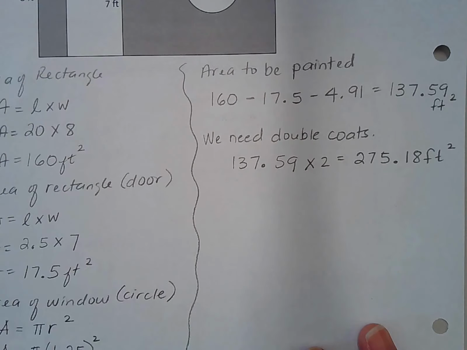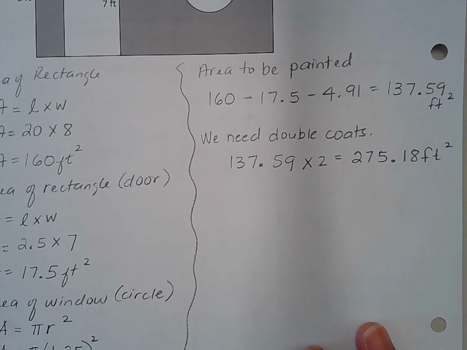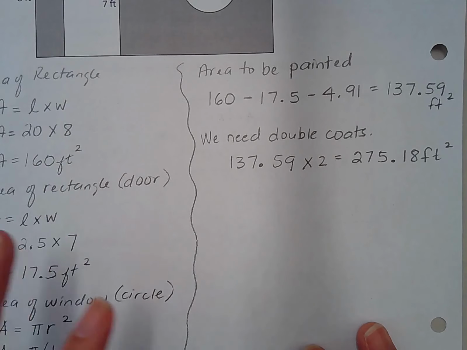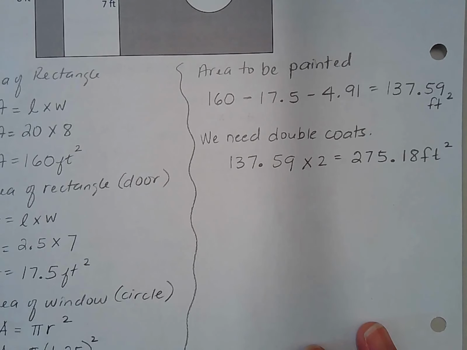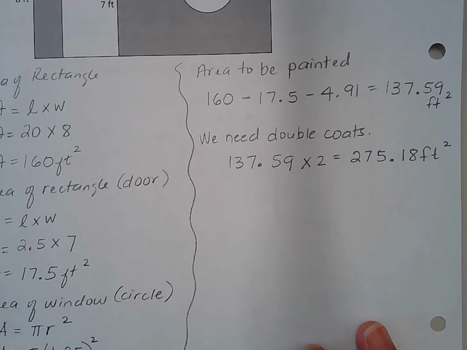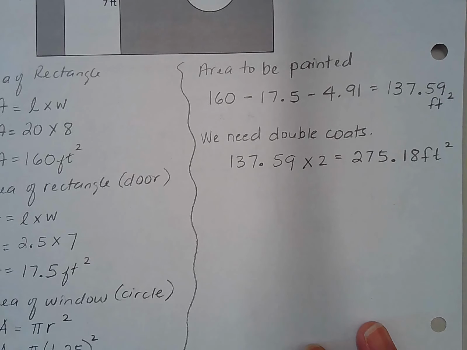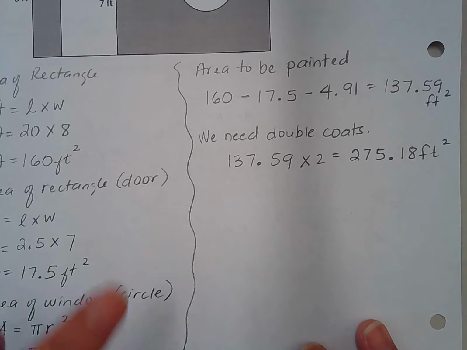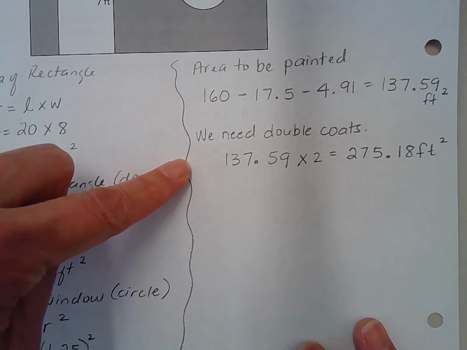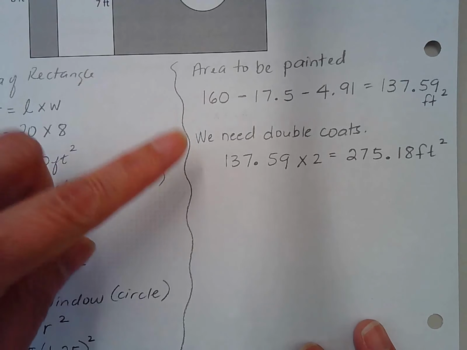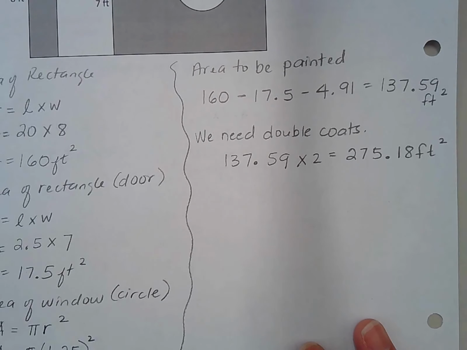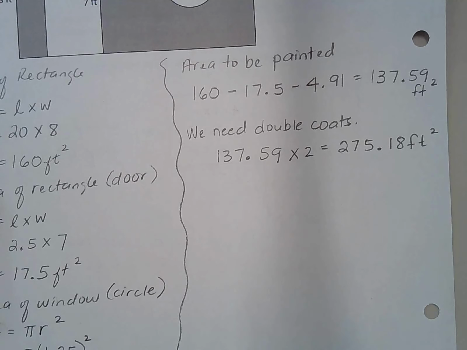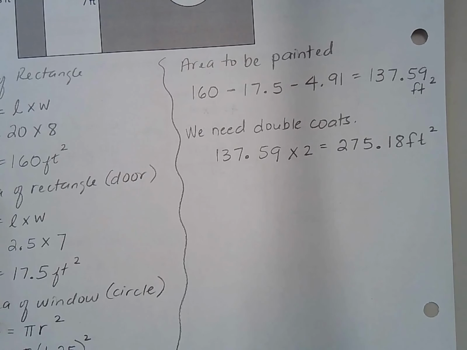Okay, I'm going to stop right here and do a check. Is everything that we've done here making sense to you? Yeah? Okay, so we figured out the area of the whole thing, and then we had to take away the door and a window. We did that, and then we had to double coat, so we had to double the amount. So far so good? Okay, so now what's next?